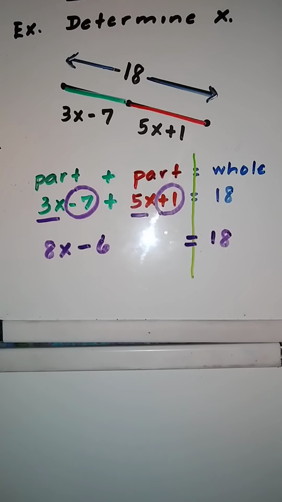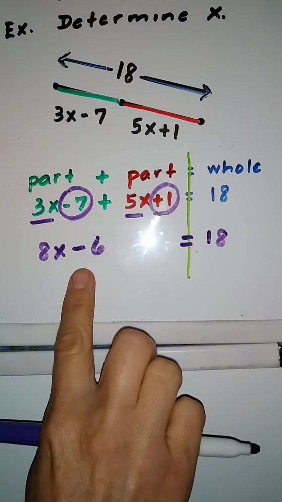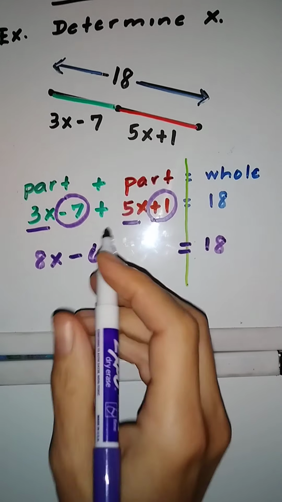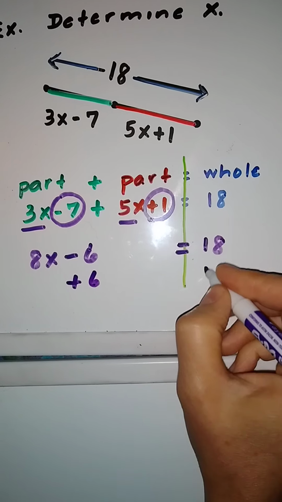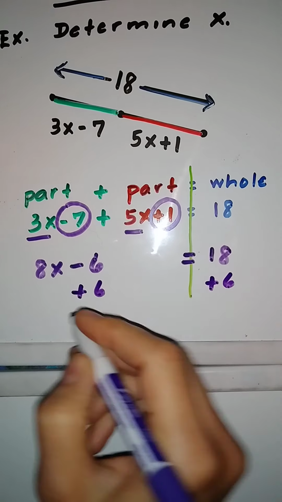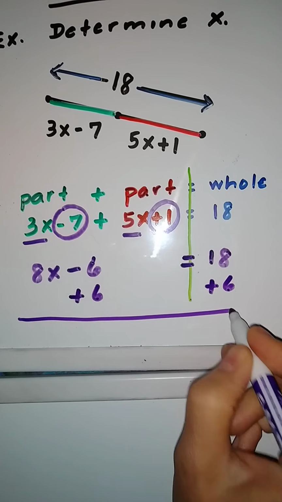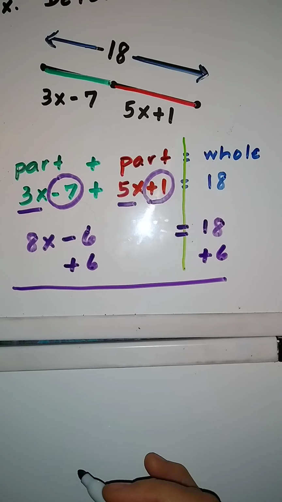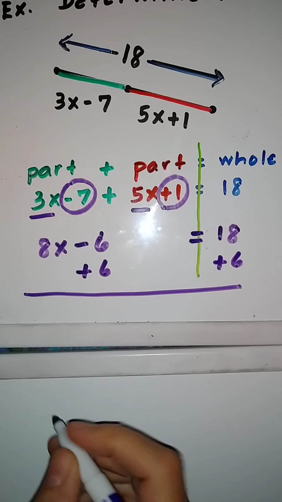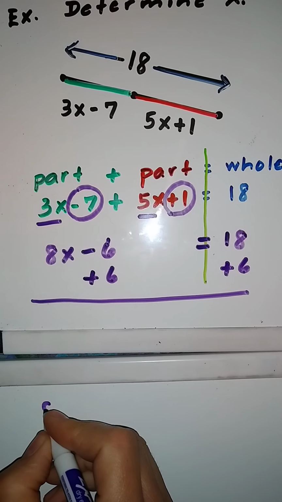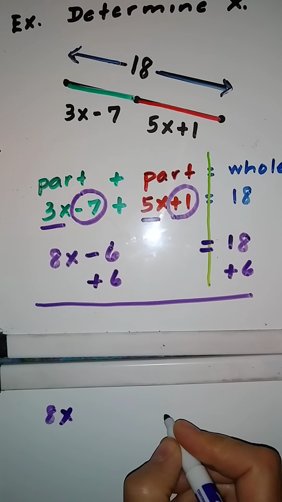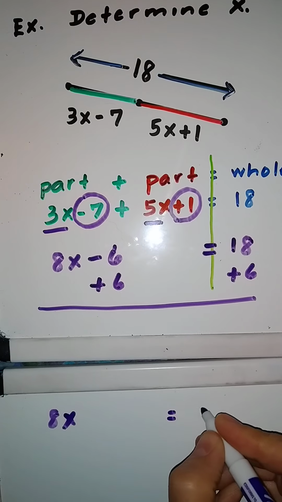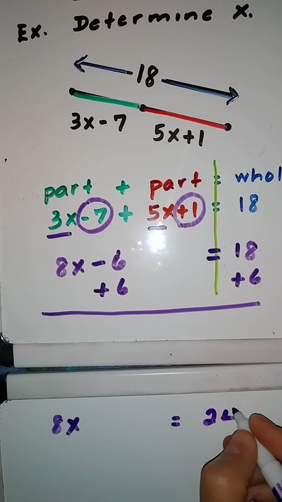We have two more steps to go to solve. Inverse of subtract 6 is to add 6 to both sides. Jumping down here to a different whiteboard. 8x equals 24.